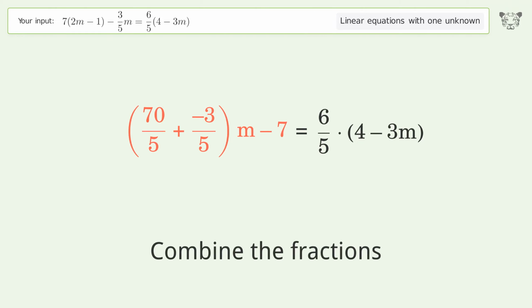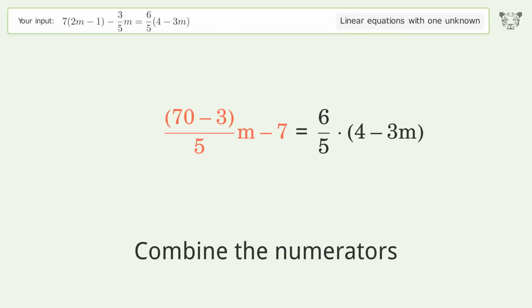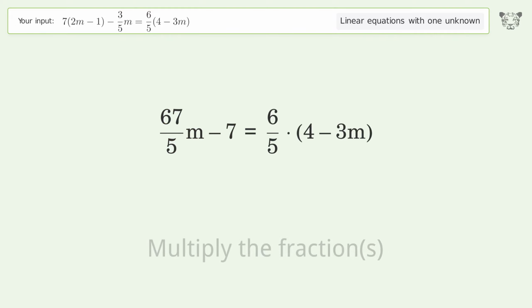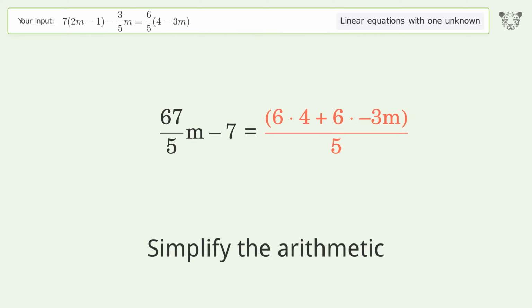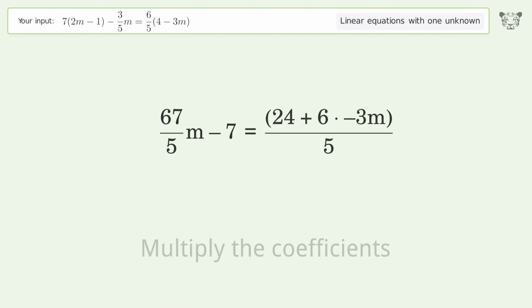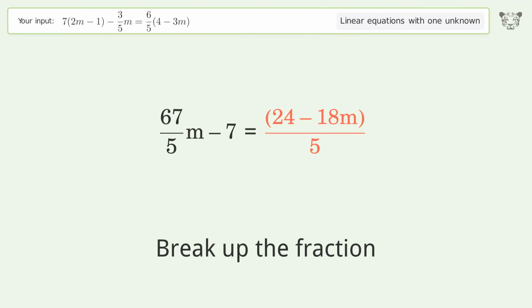Combine the fractions. Combine the numerators. Multiply the fractions. Expand the parentheses. Simplify the arithmetic. Multiply the coefficients. Break up the fraction.